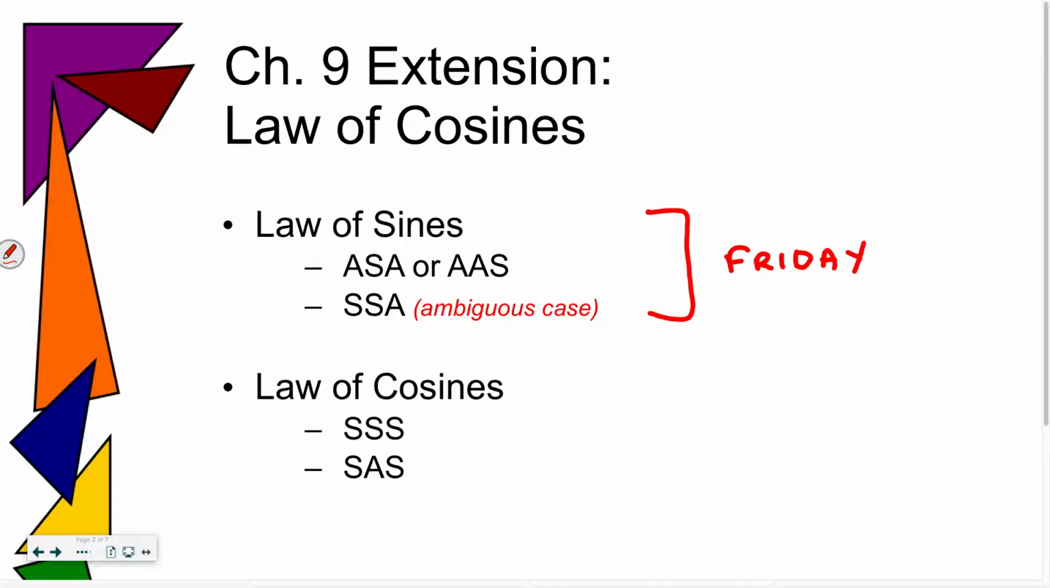So you can do law of sines with angle, side, angle, or angle, angle, side, and also with that bad word, side, side, angle. You don't have to worry about it in this case. We just talked about it on Friday. Okay, today we're going to look at law of cosines, and the law of cosines is side, side, side, and side, angle, side.